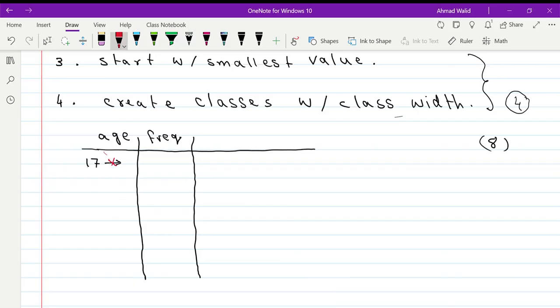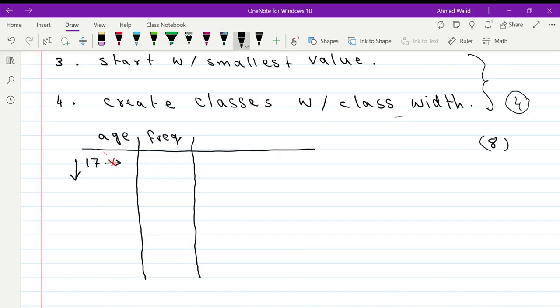17 plus 4 gives me 21. I will write here. No, it's wrong. Correct? It's wrong. Do not do that. Focus here. Add 4 and go this way. That gives you the smallest value in the second class.